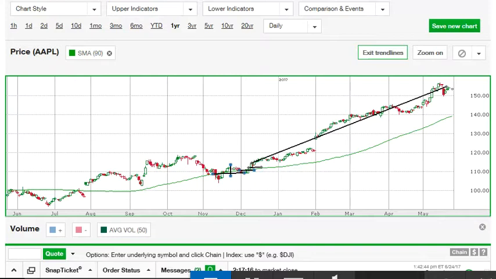So the moving average is very good, and there's many ways you can use a moving average, but it's a very good line in the sand that you can draw to protect yourself, so that you don't lose money in case there's a recession or something.